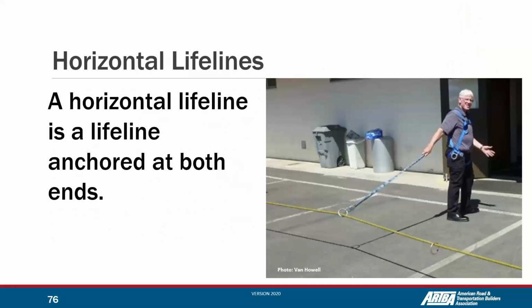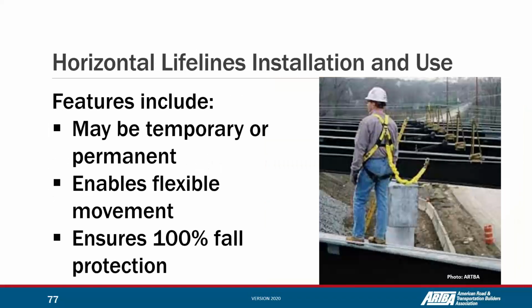Something else about horizontal lifelines. A horizontal lifeline is a lifeline anchored at both ends. It could be temporary or permanent. It's going to stretch, and we need to consider this factor when we calculate the fall protection distance, in which we add the distance of the lanyard, the connector, and the worker, to prevent him from touching the ground or the lower level. Adding all these factors, it should be no more than 18.5 feet.